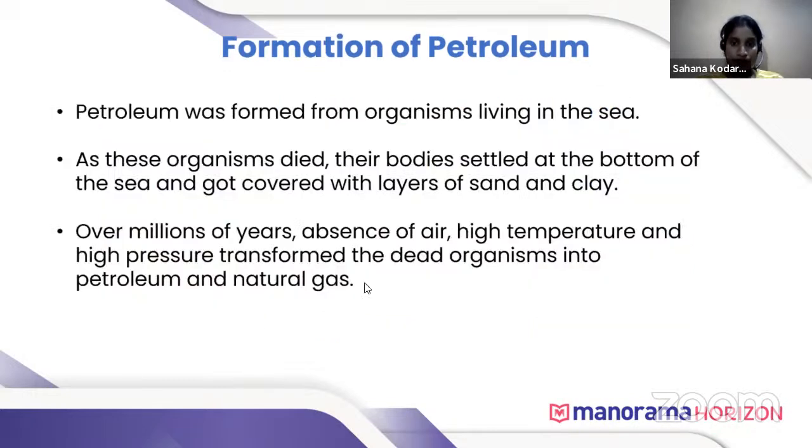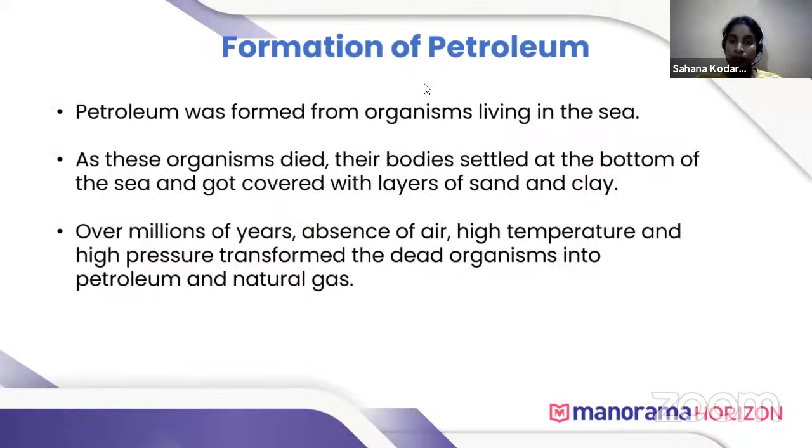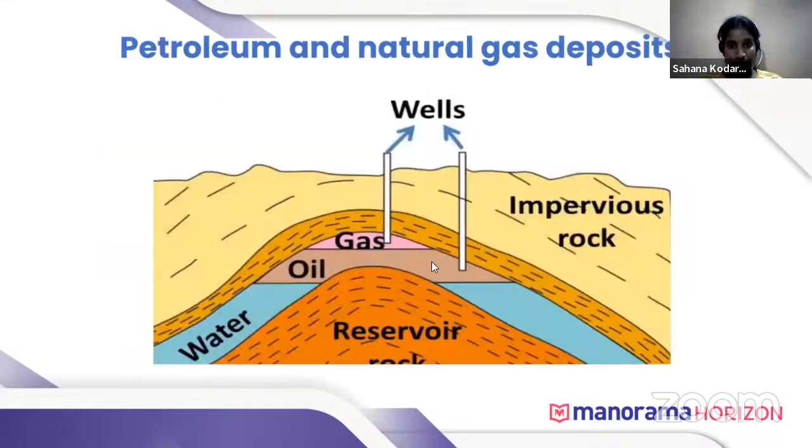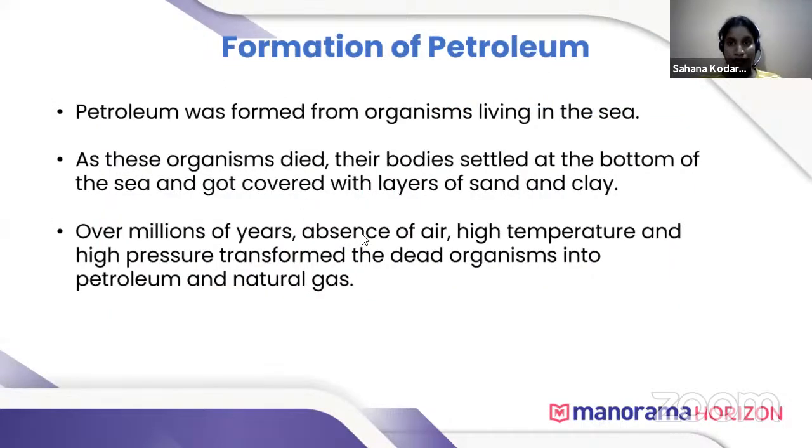It takes time for these organisms to convert into petroleum. So over millions of years, in the absence of air, due to high pressure and temperature, these dead sea organisms transform into petroleum and natural gas. So during the formation of petroleum, we get both petroleum as well as natural gas. Here you can see in this space, oil as well as gas is there. Oil means petroleum. This is natural gas. So this is the formation of petroleum.